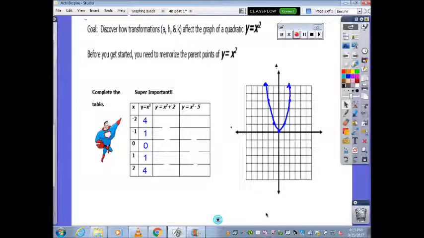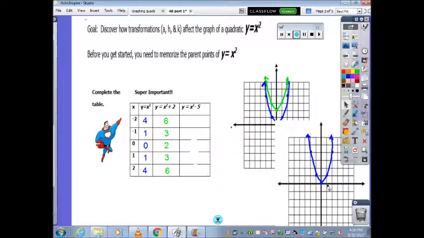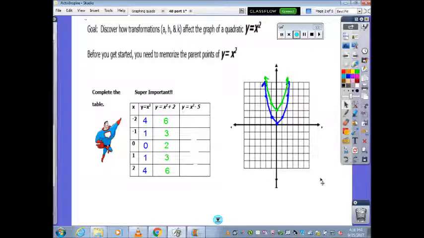Alright, let's transform. Let's take each of the y values and add 2. So 4 plus 2 is 6, 1 plus 2 is 3, 0 plus 2 is 2, 1 plus 2 is 3, and 4 plus 2 is 6. Take a moment and graph those points and notice how the graph moves. You should be getting this graph. So we notice that our graph has moved up 2.